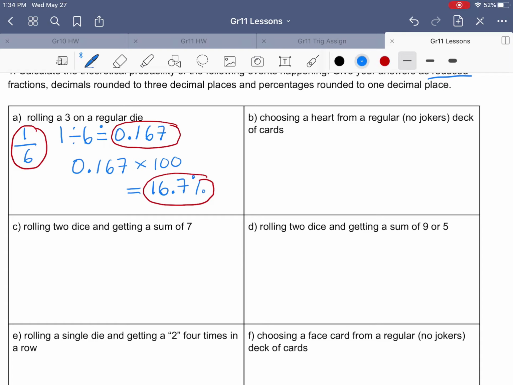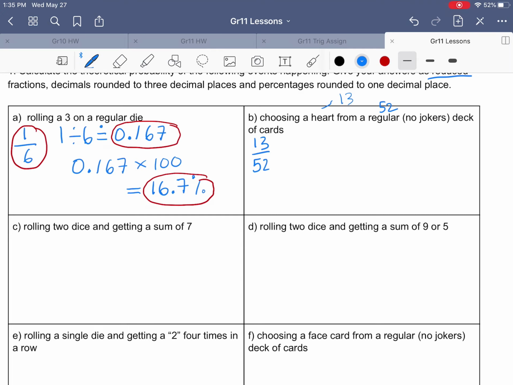So part B, choosing a heart from a regular deck of cards. A regular deck of cards without jokers has 52 cards in it. And a heart, that's one of the 4 suits. There are 13 hearts. So again, refer back to the notes page if you're not sure where these numbers are coming from. So there's 13 hearts out of those 52. So we're going to write 13 on 52. So this is our fraction. But this fraction can be reduced.